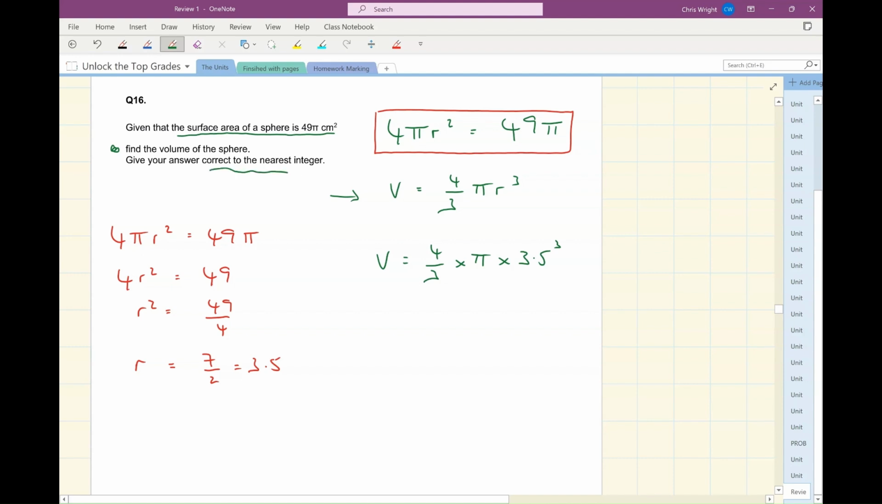Okay, so on my calculator, 4/3 times pi times 3.5 cubed gives me an answer of 343 over 6 pi. Use the S to D button. Gives me 179.594 and so on. So to the nearest integer, 180. That's my answer to question 16.